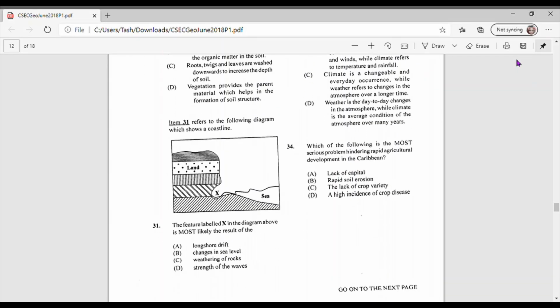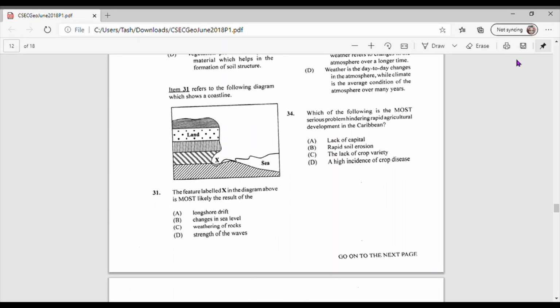We are at item 31. Item 31 refers to the following diagram which shows a coastline. The feature labeled X in the diagram above is most likely the result of A. Longshore drift, no, that is relating to deposition. B. Changes in sea level. C. The weathering of rocks. And D. The strength of the waves. So yes, it is weathering that is taking place here.